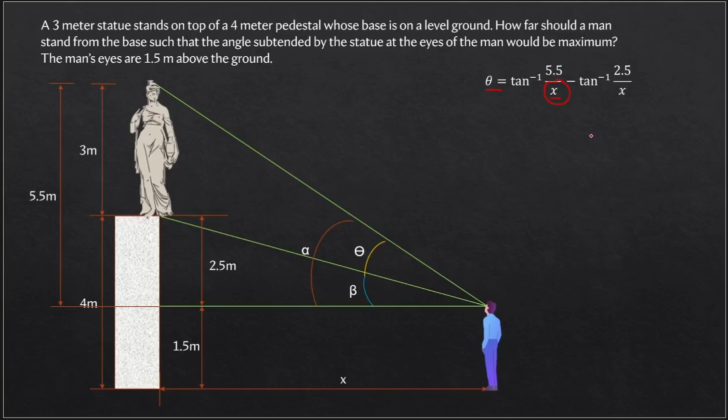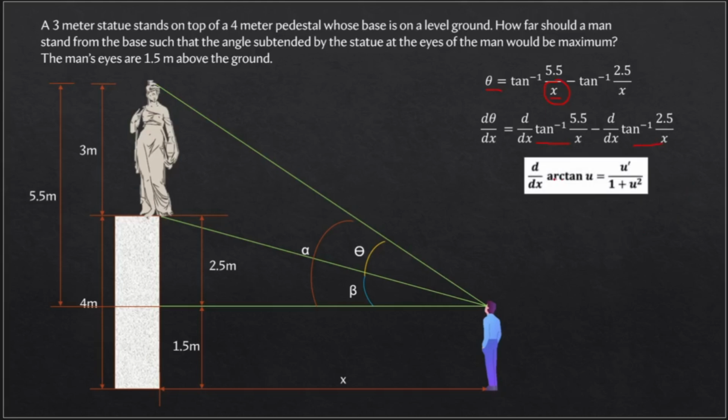Now, differentiating theta with respect to x, we need to take the derivatives of the two expressions here. But before that, let us recall our rule for inverse trigonometric functions. Now, this is what we need to do. We have to differentiate these functions, and our rule for that is the derivative of arctan of a function u is u prime divided by 1 plus u squared. Now, u prime here is present to complete the chain rule. And so our u is what's inside the function of arctangent. Therefore, for the first term, what's inside is 5.5 divided by x. That will act as our u.